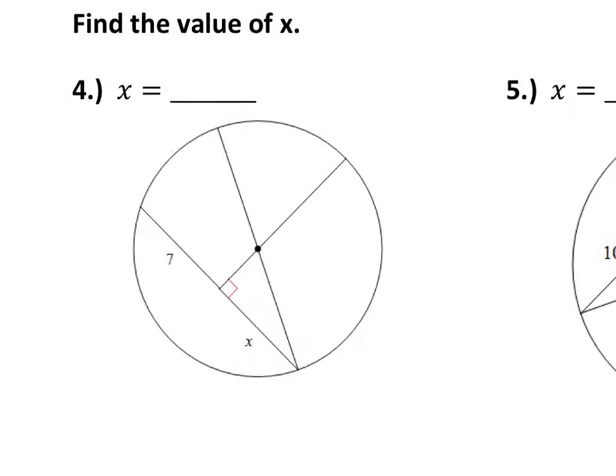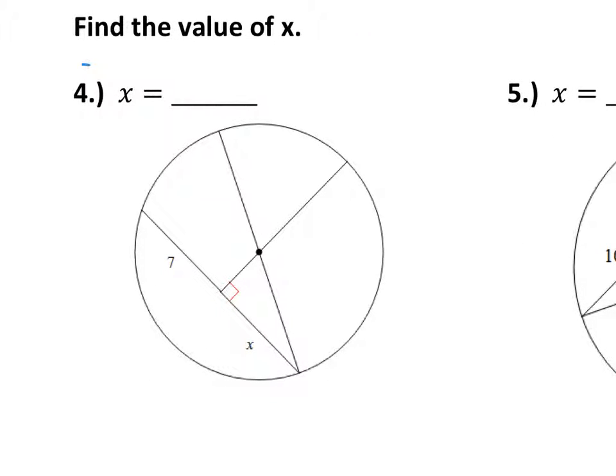Now, let's apply some other properties we learned. In problem number 4, we want to find the value of x. One of the properties we talked about in class was that if a diameter of a circle is perpendicular to a chord, then it bisects that chord. You can see that this line right here would be considered a diameter, and it is marked here as being perpendicular to the blue chord that it crosses.